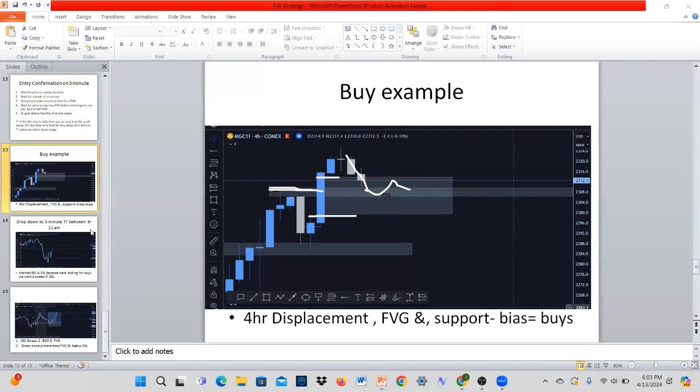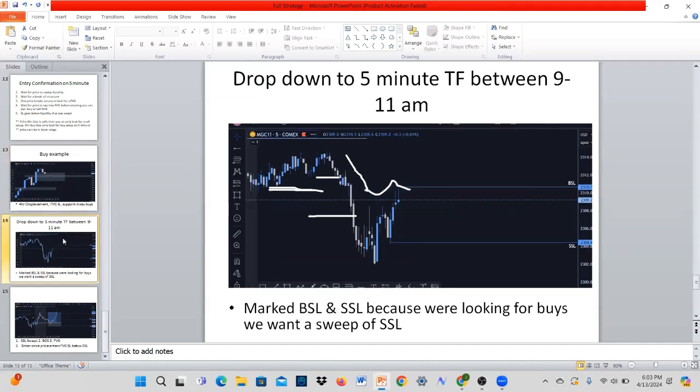So what do I do now? I drop down to the lower time frame, the 5-minute time frame, and I'm marking out my buy side liquidity and sell side liquidity. So right here, there's also liquidity here. So I'm marking out these liquidity areas, right? So I mark out my buy side and sell side liquidity. Because we're looking for buys, we want a sweep of sell side liquidity. So because we're looking for buys, we want to see price manipulate at this sell side liquidity.